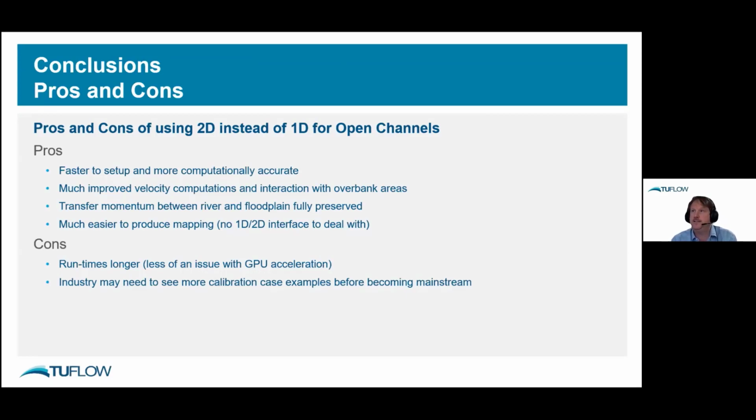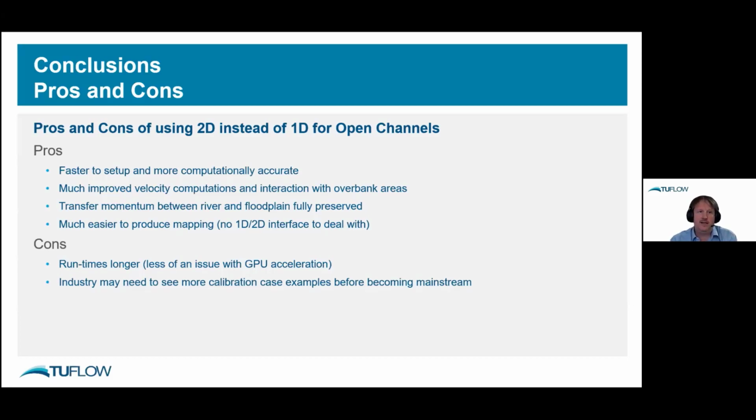The pros would be it's faster to set up, and it's more computationally accurate. It's capturing velocity variation across the channel, and the turbulence losses associated with that, as well as the junctions where we've got some quite complex hydraulics that the 2D is able to capture, which the 1D isn't. And that also gives us better velocity computations and interactions with those overbank areas. And so keeping this solution fully in 2D provides a better transfer of momentum from the main channel into the overbank areas. And it's also much easier to produce our mapping, so we don't have any 1D, 2D interfacing to deal with in terms of model setup and also mapping as well.